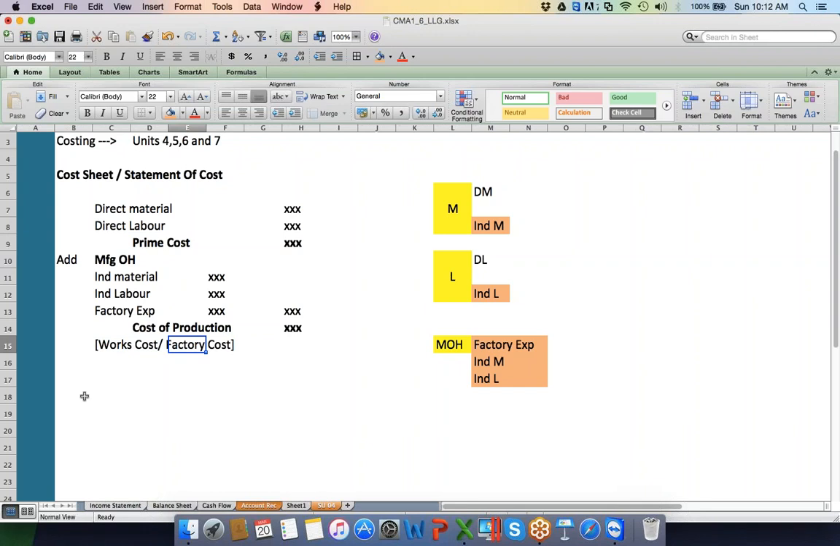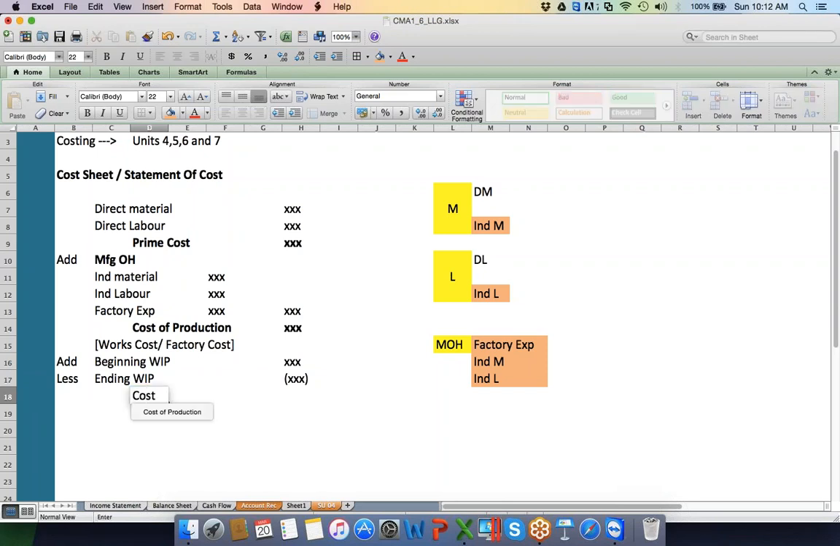Then sometimes you may have semi-finished goods at the end of the day, which need to be adjusted. The same way, we may have semi-finished goods of a day before, which are produced early in the morning today. So you need to adjust here: add beginning work in progress, and deduct ending work in progress. When you deduct ending work in progress, you will get cost of goods manufactured. So COGM equals cost of production plus beginning work in progress minus ending work in progress.